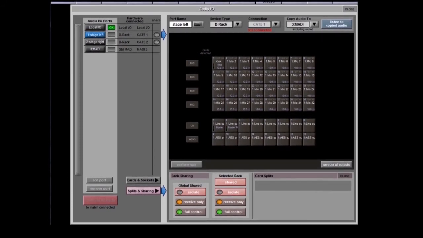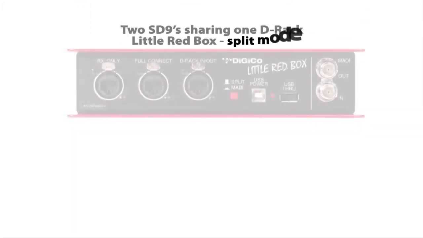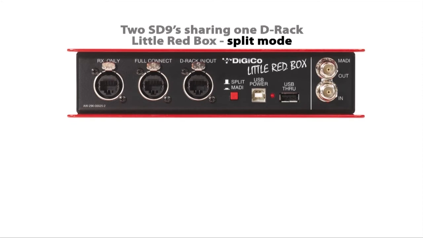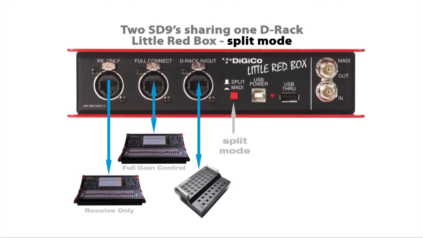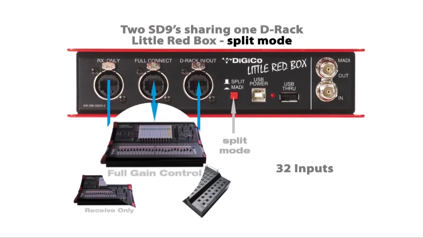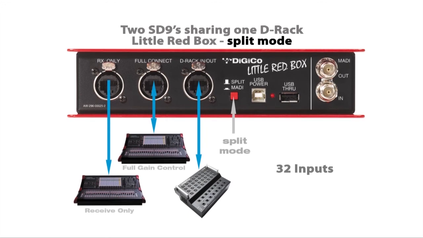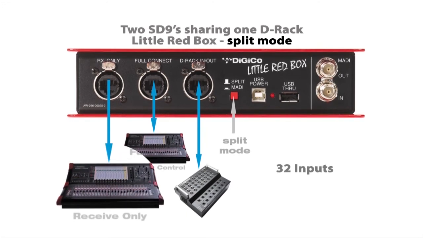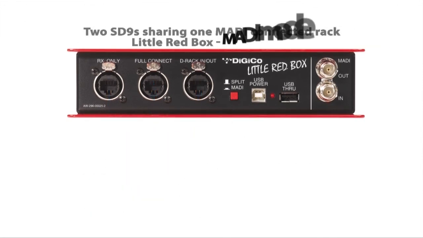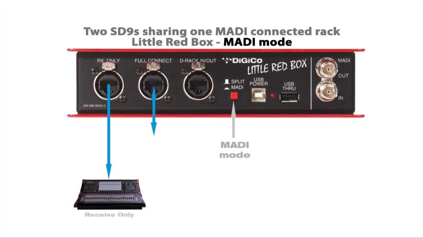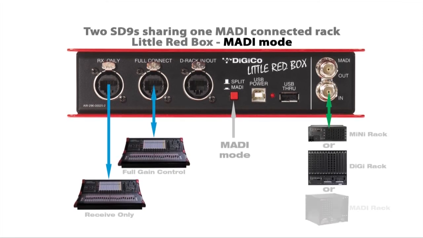So going back to our shared rack example, if we connect up a red box using two SD9s and a DRAC, 3 connections are required. A Cat5 from each console to the box, and a third Cat5 that links the rack to the box. The SD9 plugged into the full connect port has full control of the rack and can access the outputs of the rack. The SD9 plugged into the RX only port is in receive only mode and only has the inputs from the rack. Using the same setup, you can share a MADI connected rack. Just flip the switch on the little red box to MADI, and the MADI connected rack is then shared between the two SD9s.